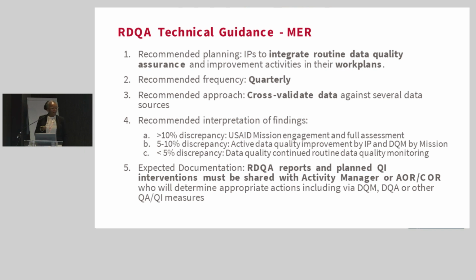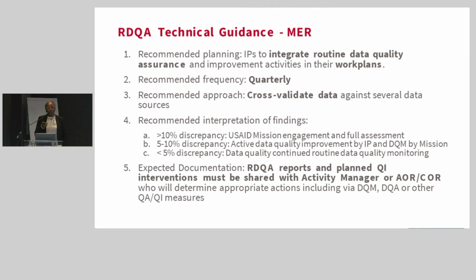And then the other piece is around the recommendation on interpretation of findings. There are three. In most cases, when you are doing your routine data quality assessment, your analysis is going to give you at least three of these types of findings. The first one is where there's a discrepancy of greater than 10%. And when this happens, when you conduct a routine data quality assessment and your finding is that the discrepancy is more than 10%, this is going to trigger a comprehensive DQA by USAID.